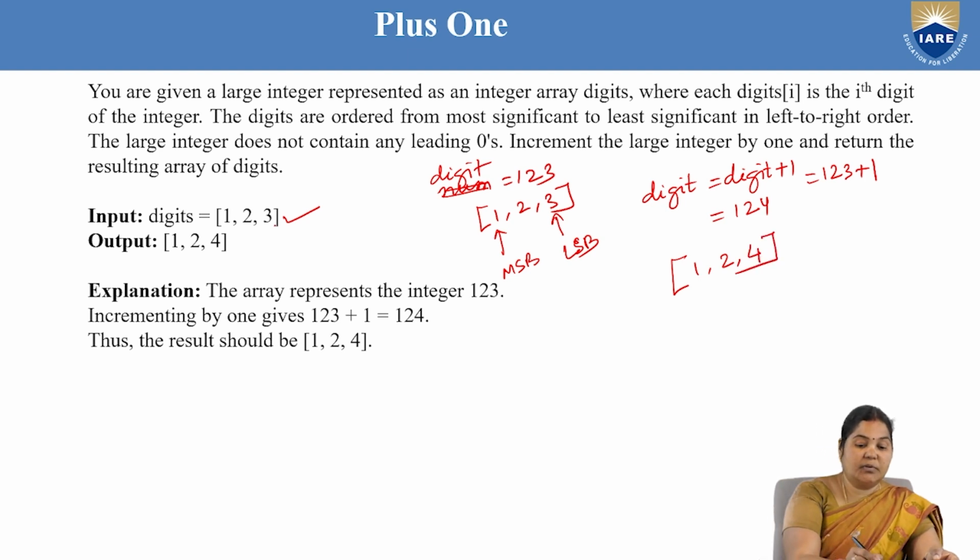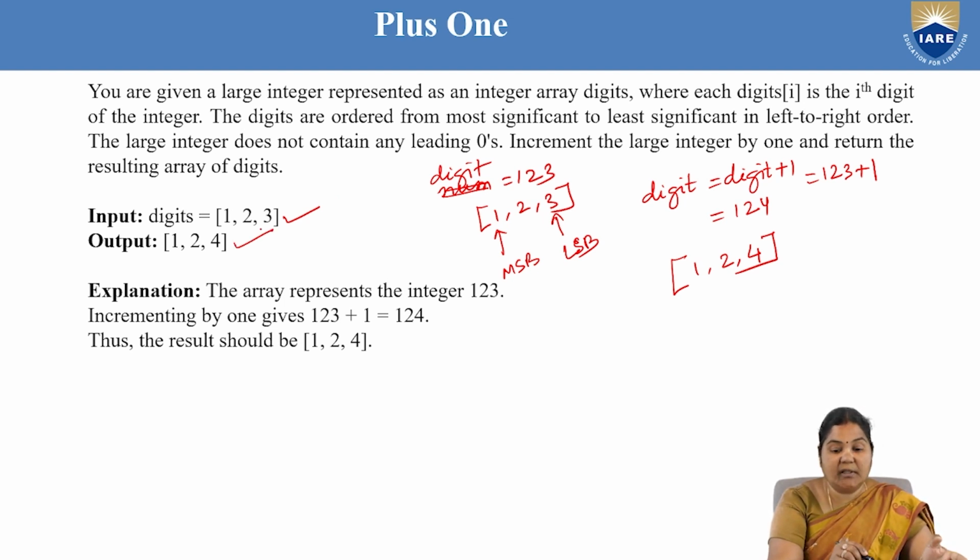Okay. So your input is given as an array of digits, like 1, 2, 3, which is the number 123. You add 1 to that and you have to represent or show the output in the form of an array of digits again, as the output 1, 2, 4. Okay. So this is the question.